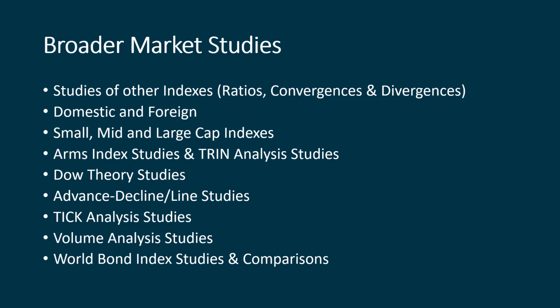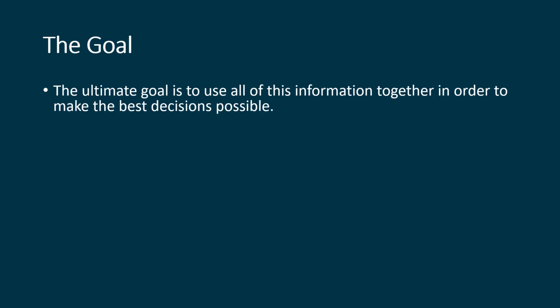And then I look at world bond indexes and comparisons, as well as world stock indexes and comparisons. So what is the goal? The ultimate goal is to use all of this information together to reach the best decision possible. That's where I differ from a lot of other folks. I'm looking at as much information as I can find, using all of that together, and then I say, okay, this is where we're at right now. And based on that, this is the probability of where we're going to go tomorrow.